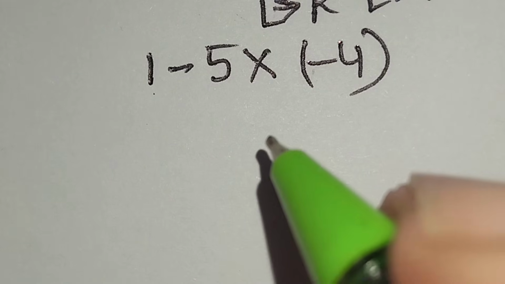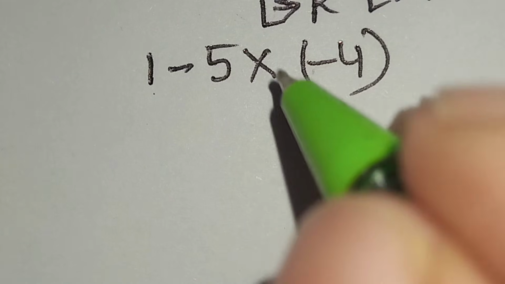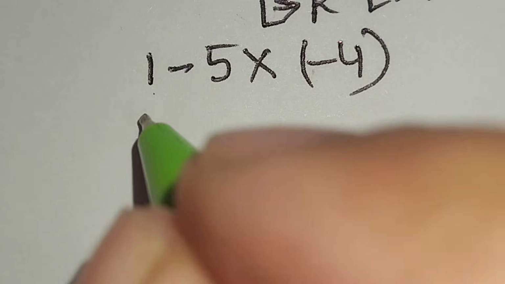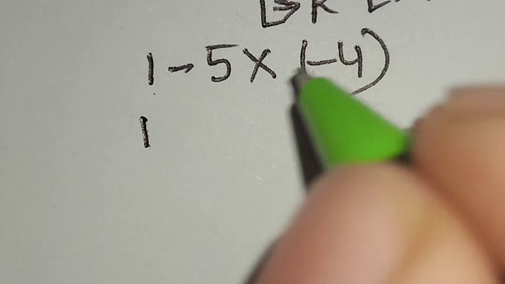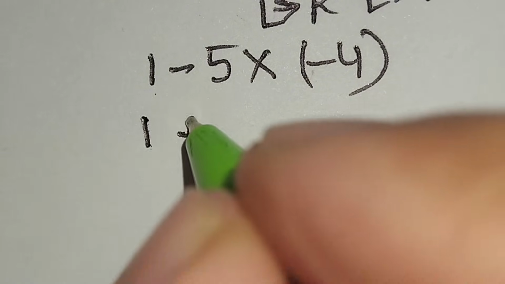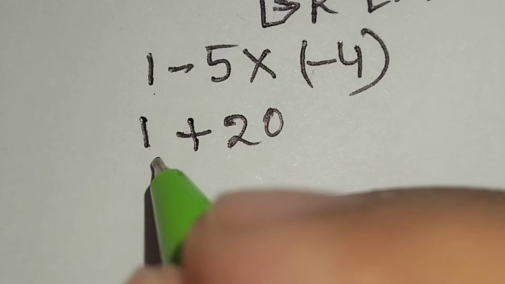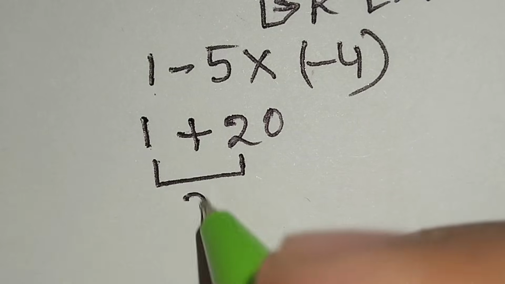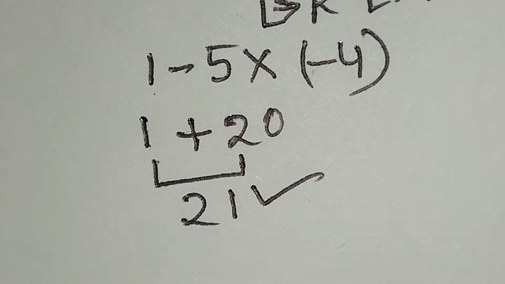According to the order of operation, now I have to work with this multiplication. Here this negative 5 times negative 4 gives us positive 20. 1 plus 20 gives us 21, and this is correct answer.